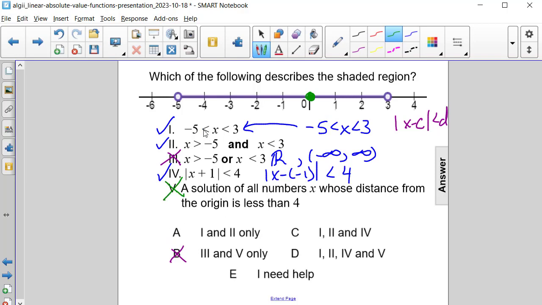And we have proven that Roman numerals 1, 2, and 4 all work. So therefore, the correct answer here is choice C.